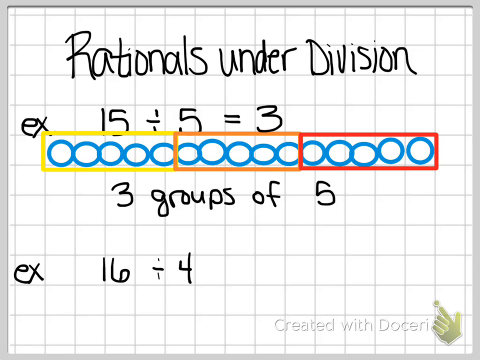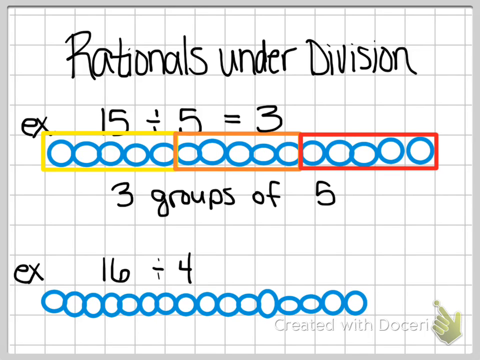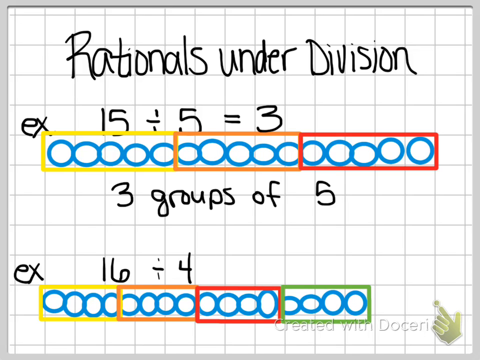So again, let's see. I take 16 chips, 16 circles, whatever you want to call them, and I'm going to group them in chunks of 4 until there are no more. There's one, and another, and another, and another. There are no more remaining, and I can easily see that there are 4 groups of 4. So my answer, when I take 16 items being grouped into 4, is 4.